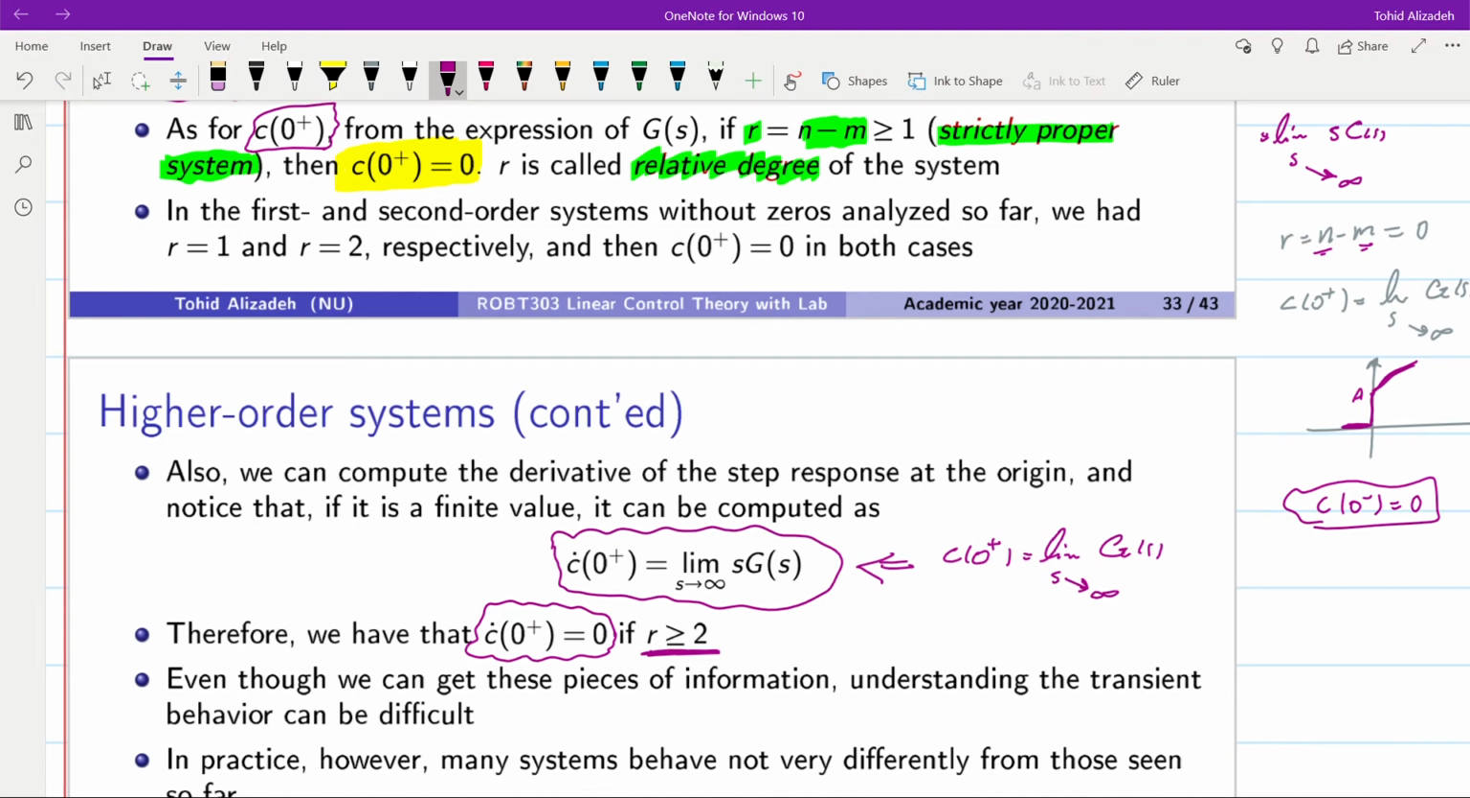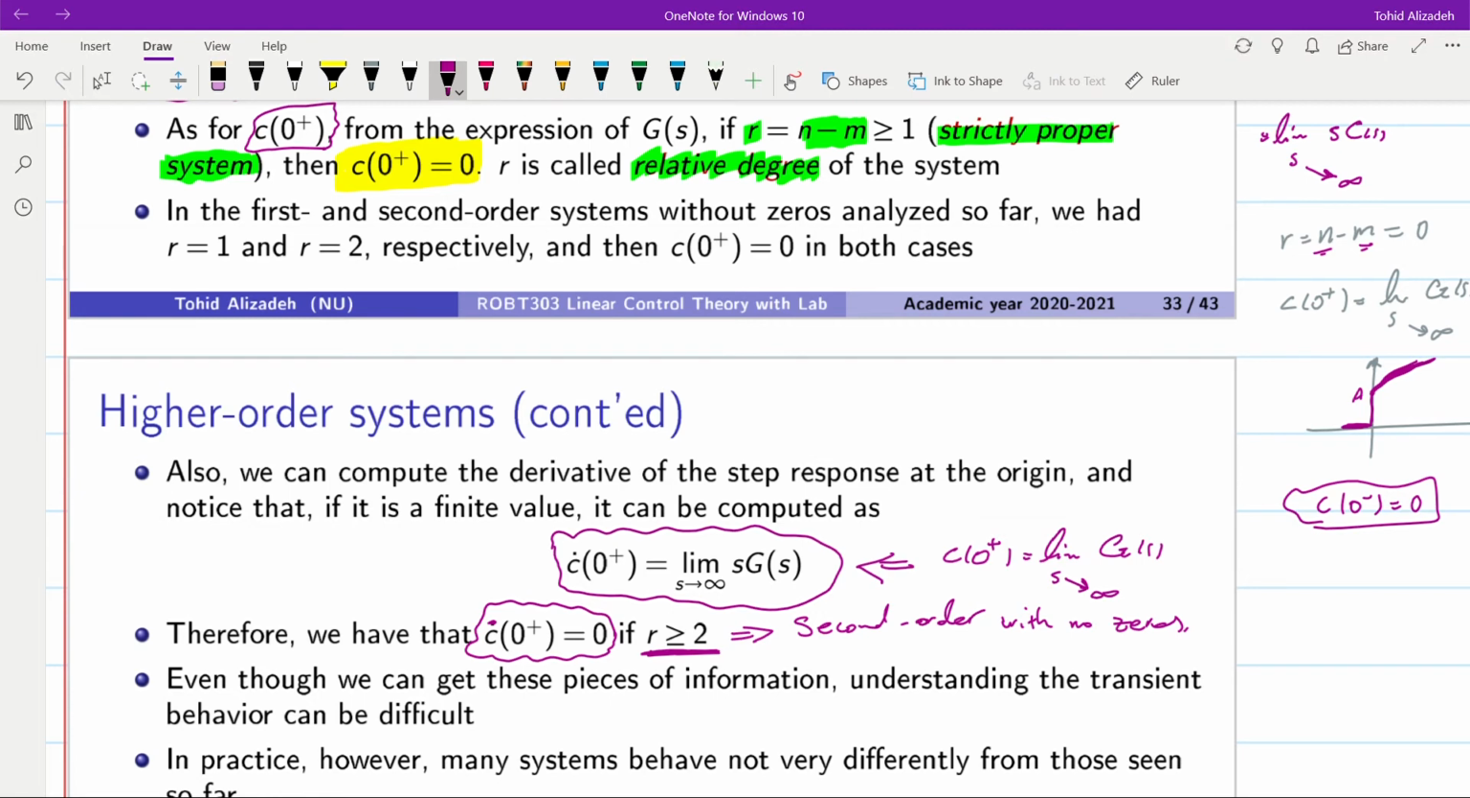Otherwise, it will have some other value. If r is equal to 1, there will be some constant value, and if it is equal to 0 for the proper systems, we already have seen that the response will not be continuous. And we also have seen the case c dot at 0 plus equal to 0 for second order systems with no zeros. So second order systems with no zeros have this case. The derivative of the response at time equal to 0 plus is equal to 0.